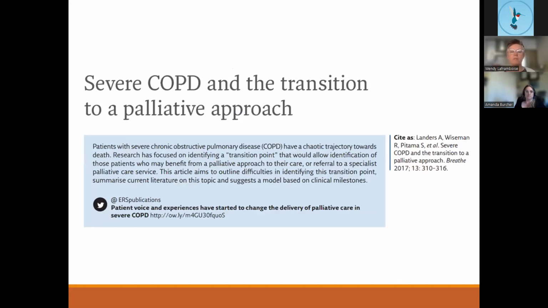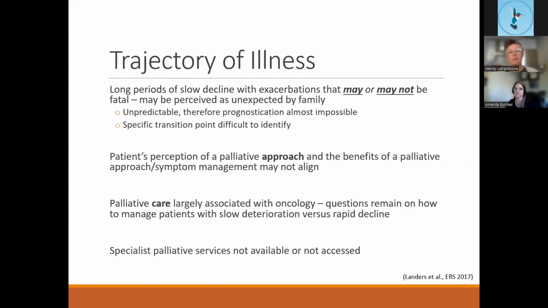With this patient population, unlike the oncology population, there's really a difficult time knowing what the transition point is. When do you transition a patient to a palliative approach? The disease trajectory is so different for everybody, and it can be quite slow. There are long periods of slow decline with exacerbations that may or may not be fatal. They're unpredictable, therefore prognostication is almost impossible. That transition point is difficult to identify.